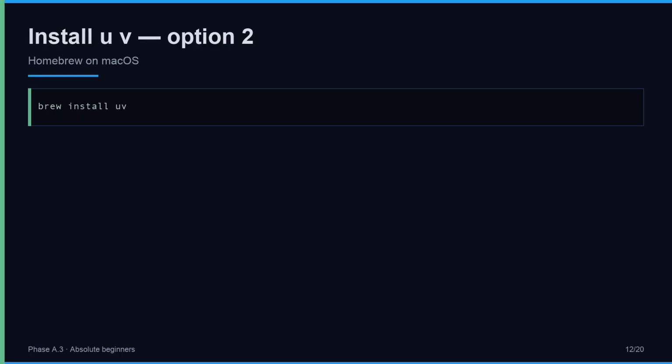Option 2, if you already use Homebrew, run brew install uv. Either path is fine. You only need one working uv command. Do not install twice unless you know you want to switch methods. Keep this line in mind: brew install uv. Let that settle, then we take the next small step.